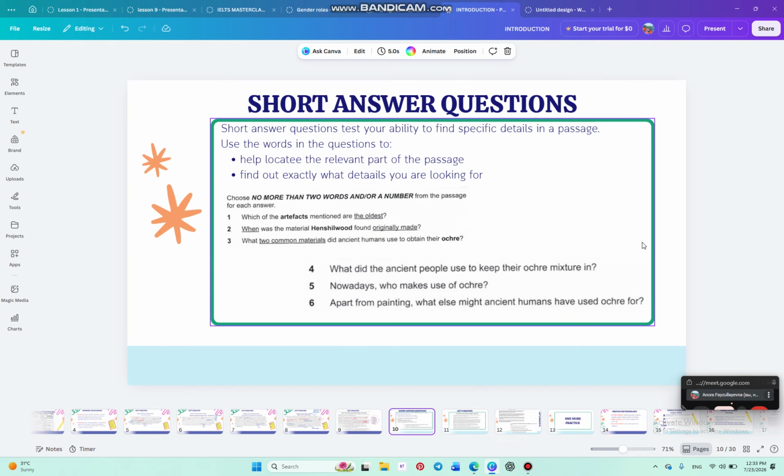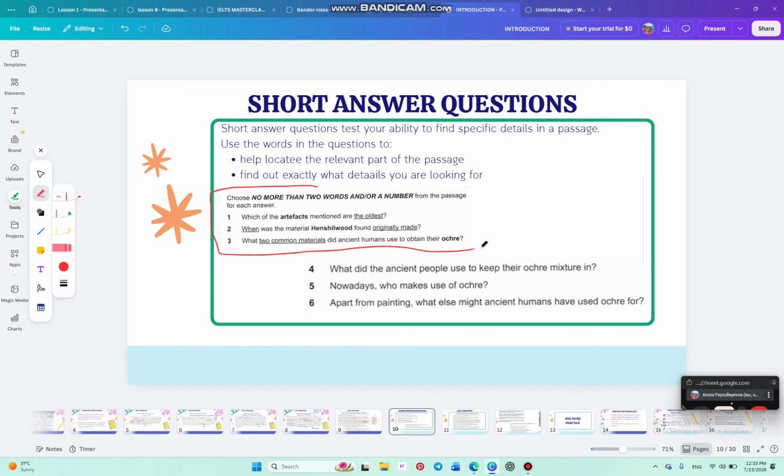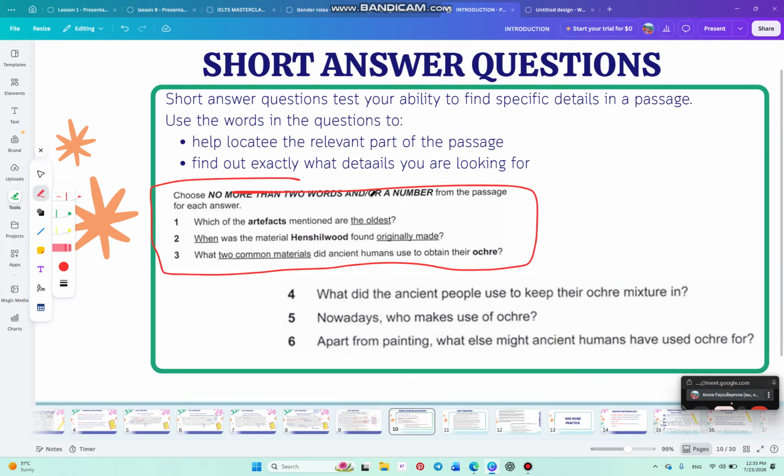Okay, here we have another question type, which is called short answer questions. Even though this is one of the least common question types in reading, it's very important. It might appear in your test. So how should it be answered? First of all, we have to look at how it is given in the passage. Here you have some questions and you have to answer with 2 or 3 words or a number.